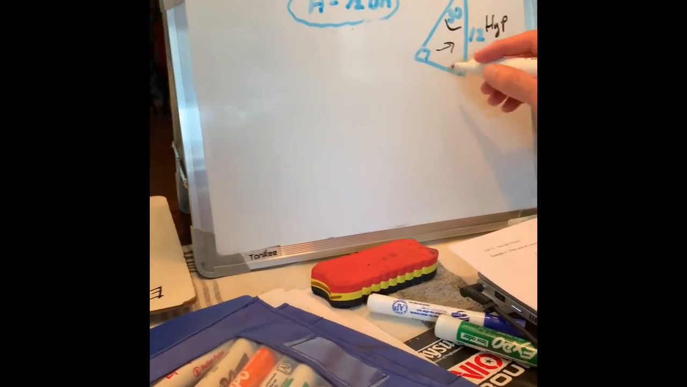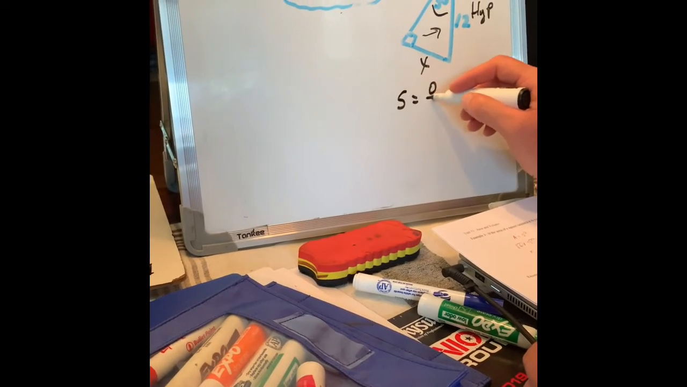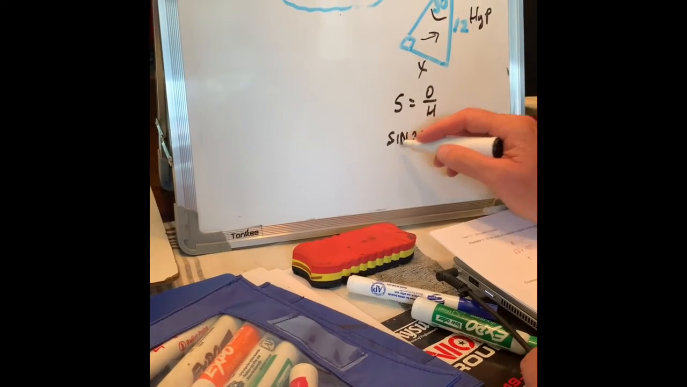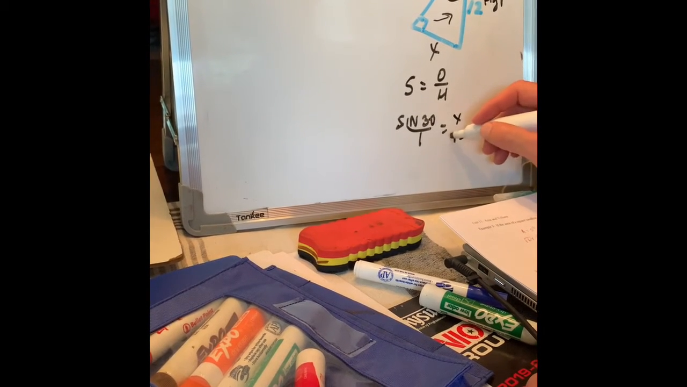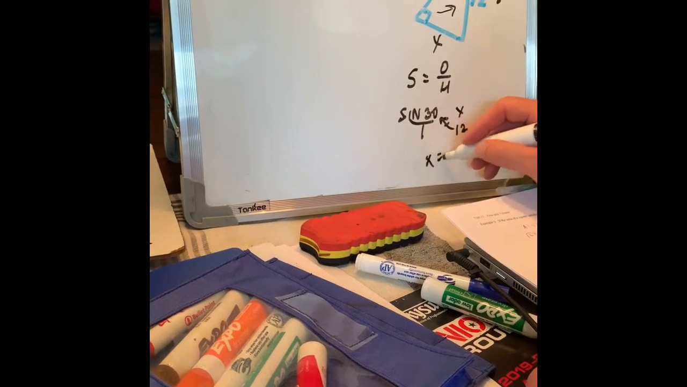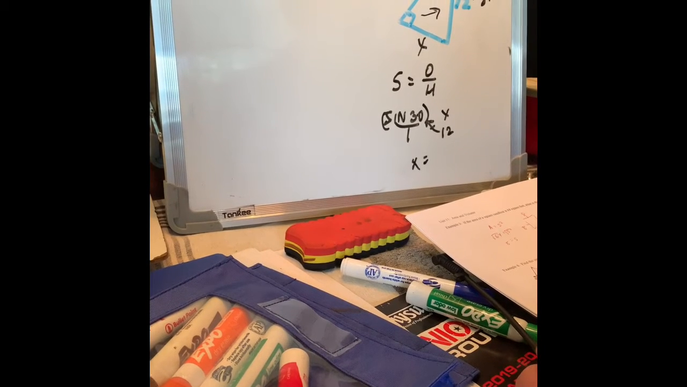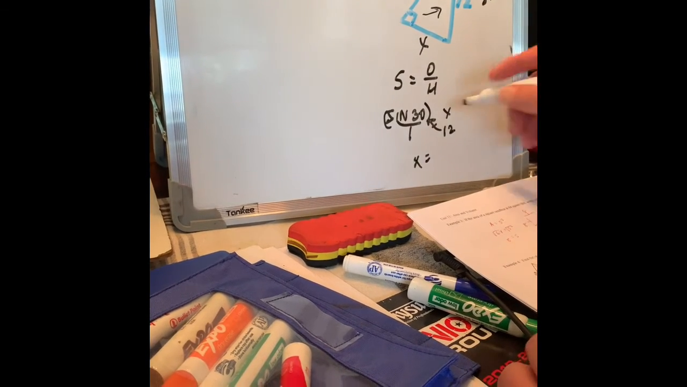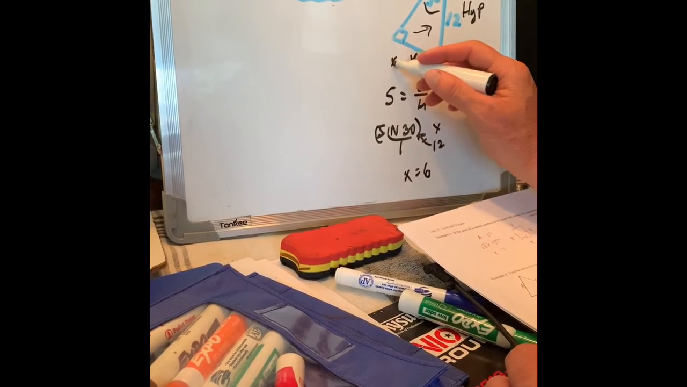The one I picked out, I don't know why, is sine. Sine equals opposite over hypotenuse. Sine of 30 over 1 equals x over 12. So it's a simple cross multiply. And remember, we left it in the calculator. We put the 12 first in the calculator. 12 times sine 30, and our answer should be 6. So here, we now have the base, x equals 6.